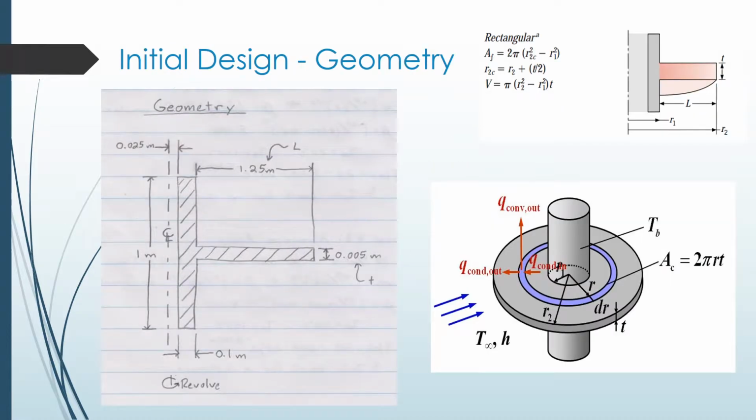The geometry of an annular fin is composed of a rectangular cross-sectional area revolved around the neutral axis. By creating a revolved system, a cylindrical base is created which serves as a circular fin for cooling. For our initial design, a fin length of 1.25 meters and a thickness of 0.005 meters is used for the fin plate.